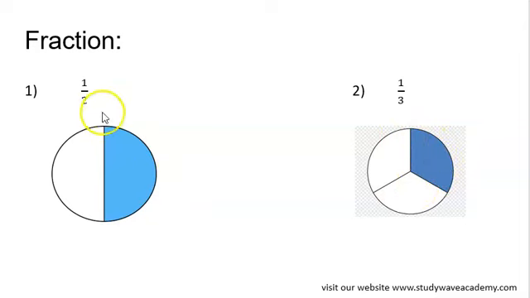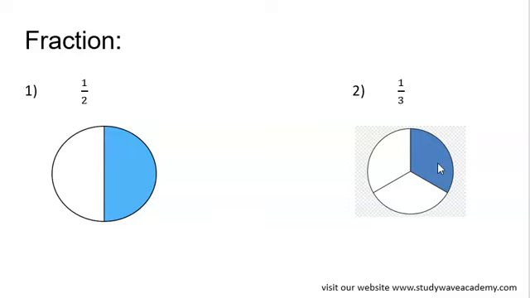Here the circle is divided into 2 parts and one part is shaded, right? And here the denominator is 2 because it's divided into 2 parts, and here the denominator is 3 because it's divided into 3 parts. Do we understand? And the number on the upper part of the fraction, which is called the numerator, represents the shaded part. And how many parts is shaded? 1. Do we understand? Good.